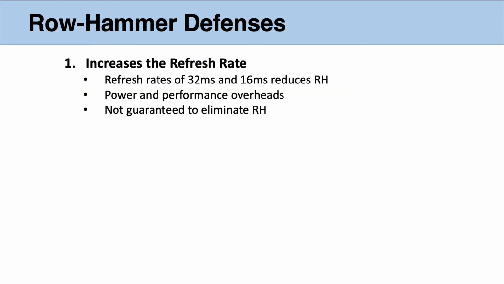years. There have been several solutions that try to mitigate rowhammer. For example, increasing the refresh rate. Instead of doing refreshes at 64 milliseconds, do it at 32 milliseconds or 16 milliseconds. Unfortunately, there's a lot of power and performance overhead to this. And again, this does not eliminate rowhammer.